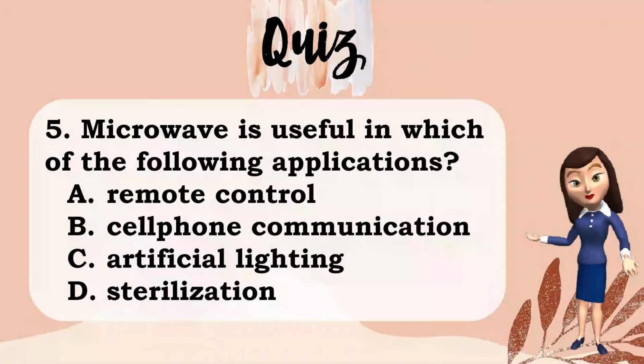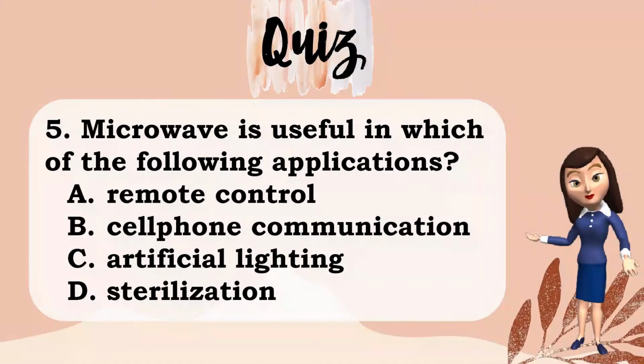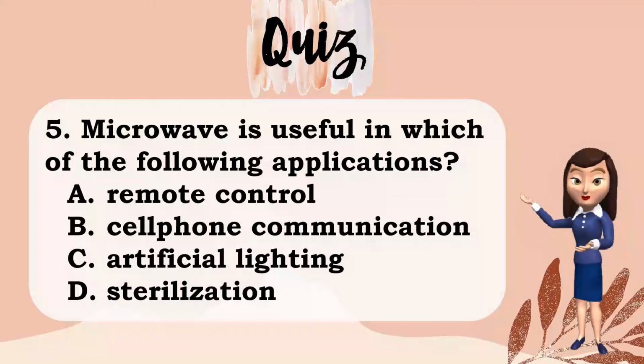Five. Microwave is useful in which of the following applications? A. Remote control. B. Cell phone communication. C. Artificial lighting. D. Sterilization.